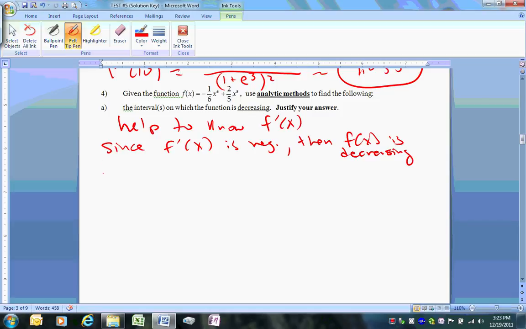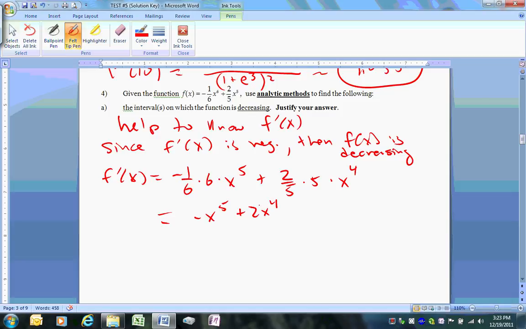So if I do this right now, f prime x should equal negative 1/6 times 6 times x to the 5th power plus 2/5 times 5 times x to the 4th power. Clean it up. You should get negative x to the 5th power plus 2x to the 4th power. Now to find out where it's actually decreasing, let's set the derivative equal to 0 and find our critical points. So I could take negative x to the 4th, and I have x minus 2. So that means that x would equal 0 or 2.